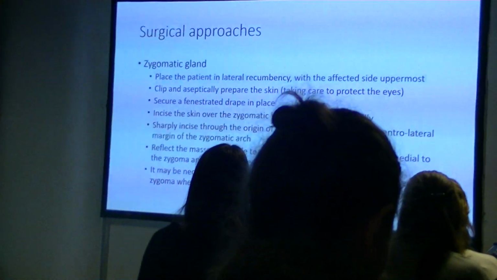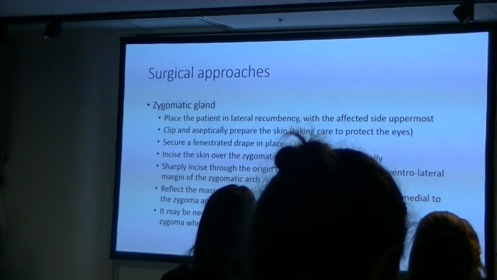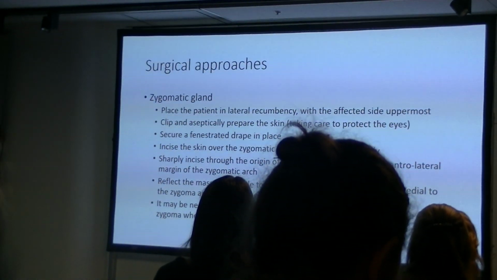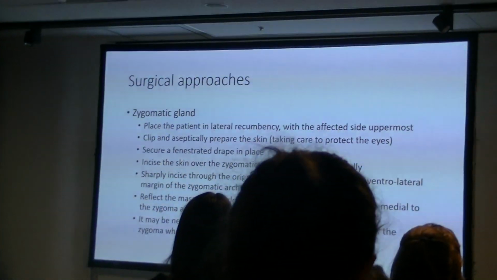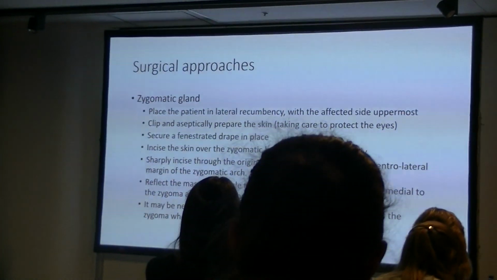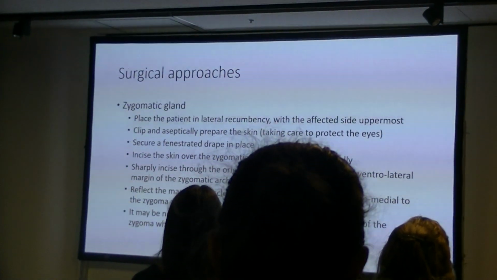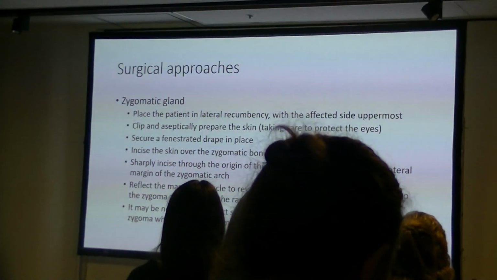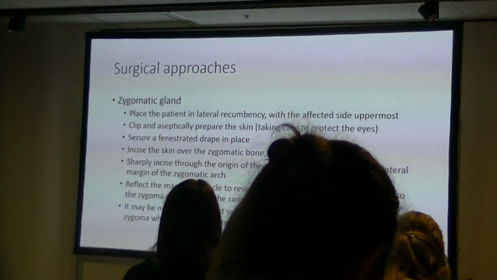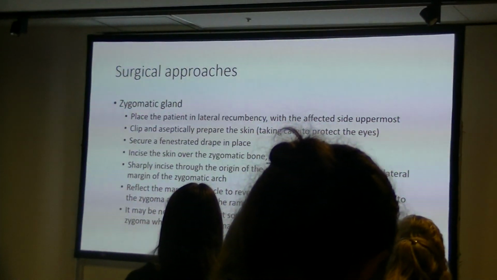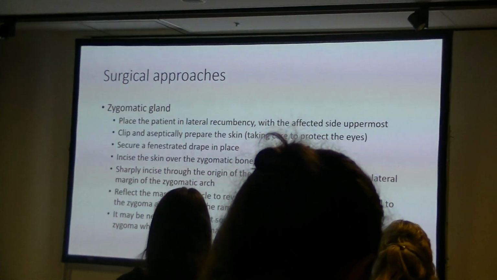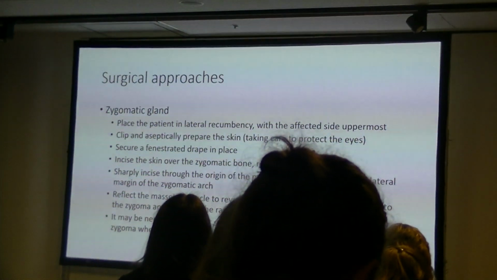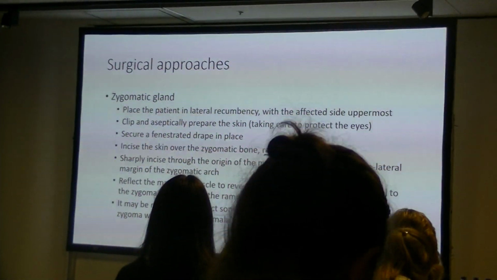Once again, we're going to place the animal in lateral recumbency with the affected side uppermost, and we're going to clip and prepare the area of the skin aseptically and apply a drape to that area as well. We need to make an incision over the zygomatic arch through the skin and reflect the skin ventrally, and then we need to make an incision through the attachment of the masseter muscle to the zygomatic arch so that we free the muscle altogether and retract it away.